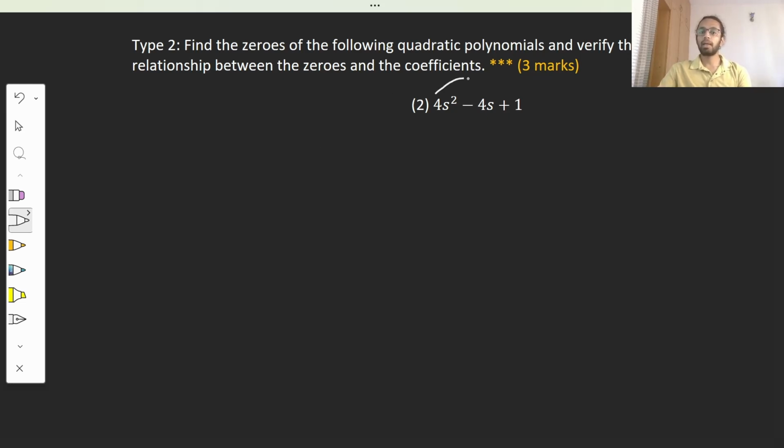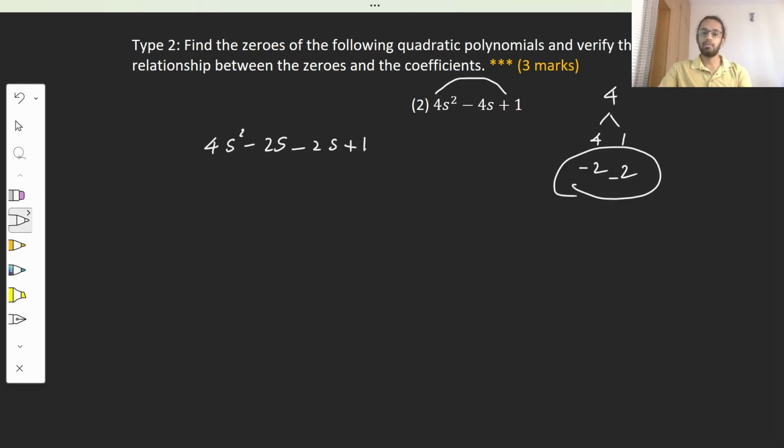And we need to multiply this 4 and 1, we get 4. The possible factors are 4 and 1, or 2 and 2. We use 2 and 2, but we need to do minus 2 in order to get minus 4, the middle term. So now this will become 4s square minus 2s minus 2s plus 1. We have split the middle term as minus 2s minus 2s.